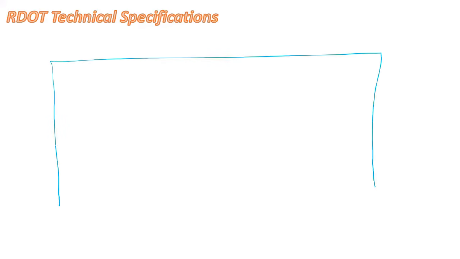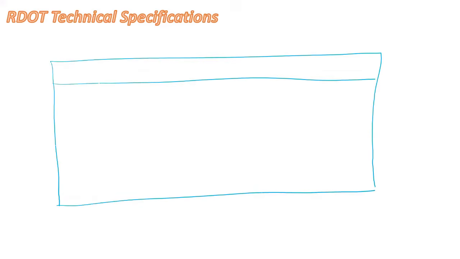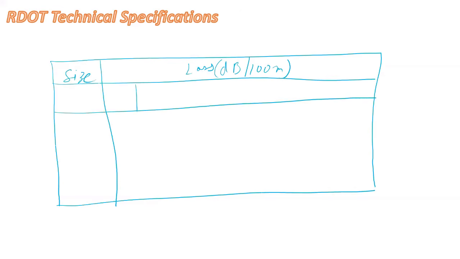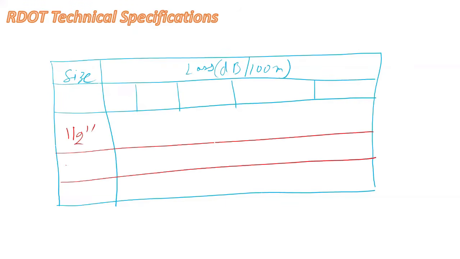Suppose we have feeder cables. How does the cable loss or feeder loss change according to diameter or frequencies? Suppose here we have loss in dB per 100 meters, and here the size. And here maybe we have bands. Suppose size is ½ inch, and then suppose size is 7/8 inch. The size is increasing as we move downwards, and suppose our bands here are 450 megahertz, then 700 megahertz, then 800 megahertz, and then 900 megahertz.